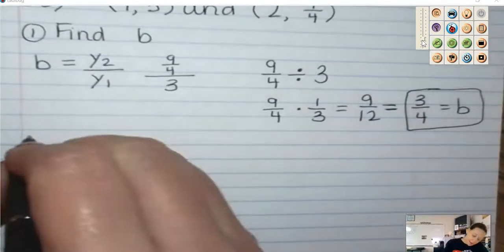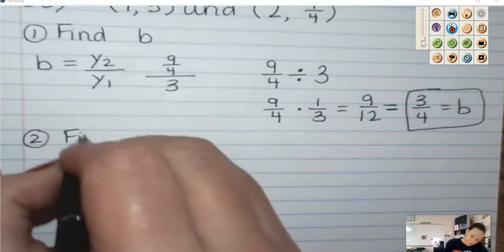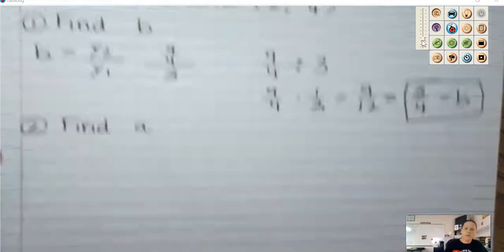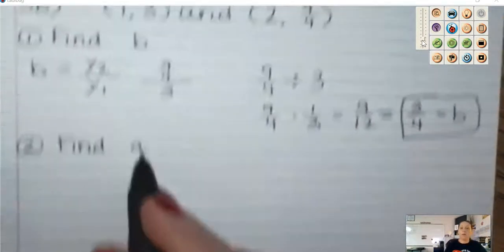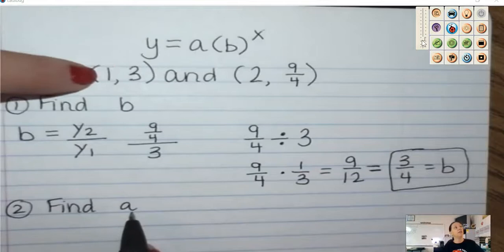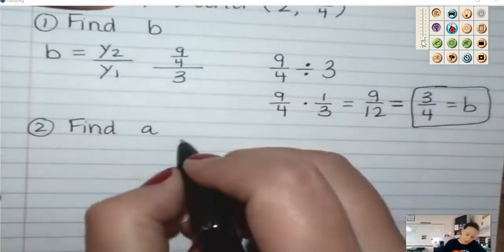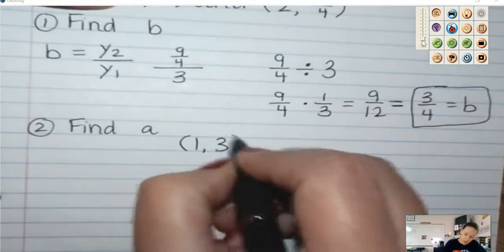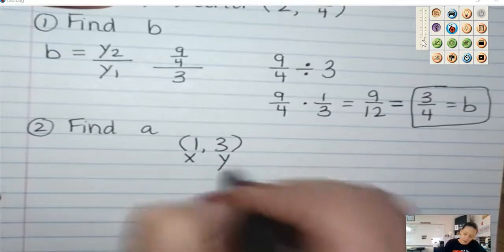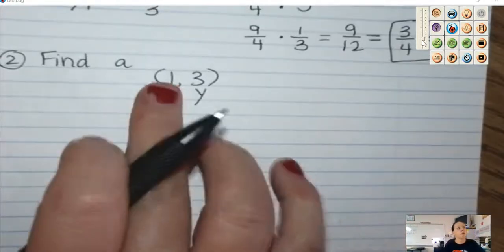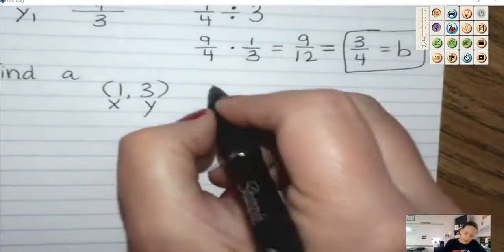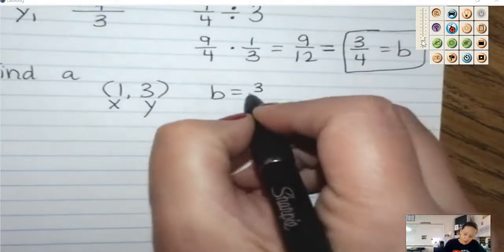Okay, second step now is to find A. So to find A, you're going to pick one of the points. Let's pick the one that doesn't have a fraction in it, right? So I have (1, 3), so that means 1 is x, 3 is y. And I already have the B from above. B is 3/4.